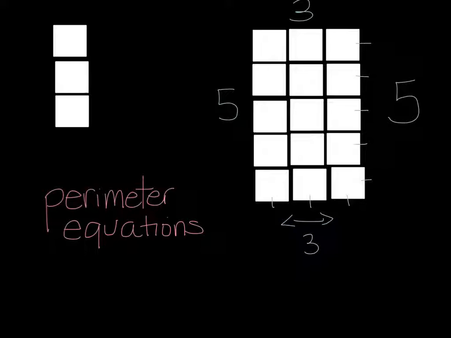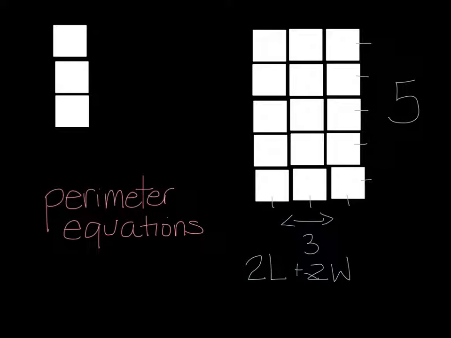To solve length and width, to get your perimeter, it's 2 times the length plus 2 times the width. Okay, so if I'm able to figure out 1 of each, then I can just double it.